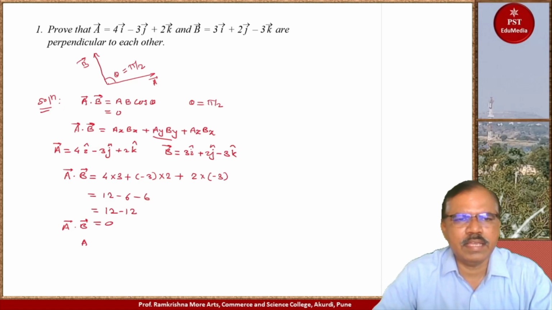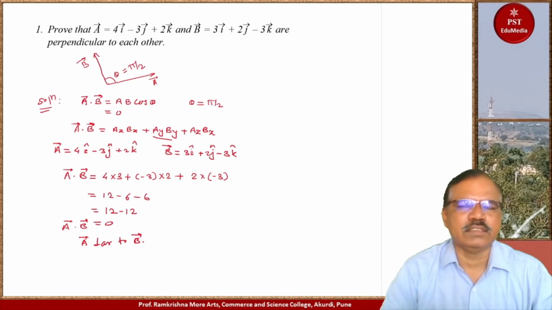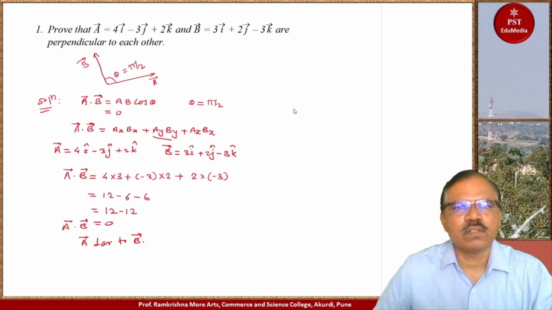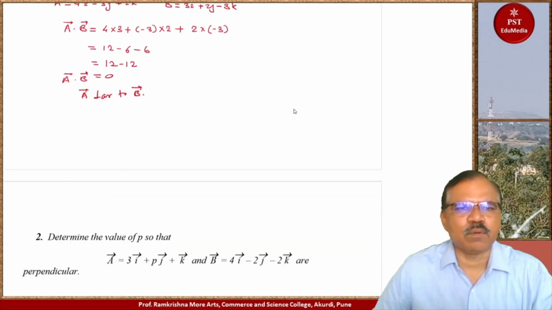So A is perpendicular to B because A dot B is 0. A dot B is 0. Now let us go to the next problem.